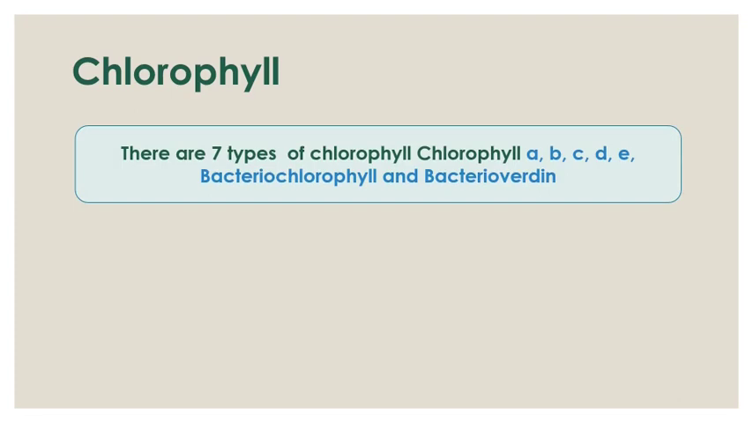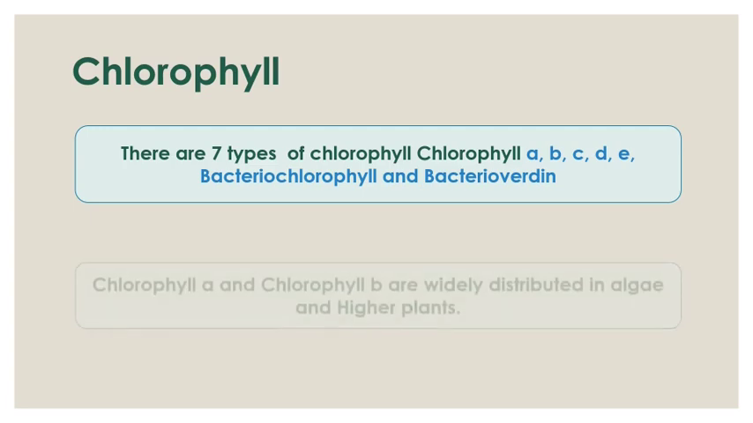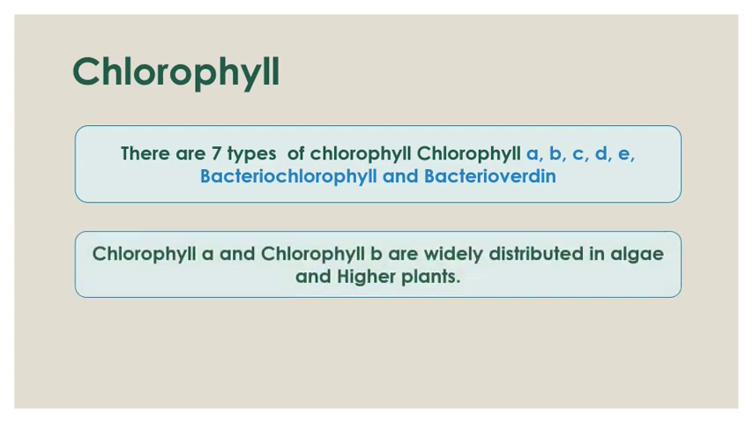Let us see about chlorophyll. There are normally nine types of chlorophyll. We are going to discuss seven types: chlorophyll A, B, C, D, E, bacteriochlorophyll, and bacterioverdin. Chlorophyll A and chlorophyll B are widely distributed in algae and higher plants.